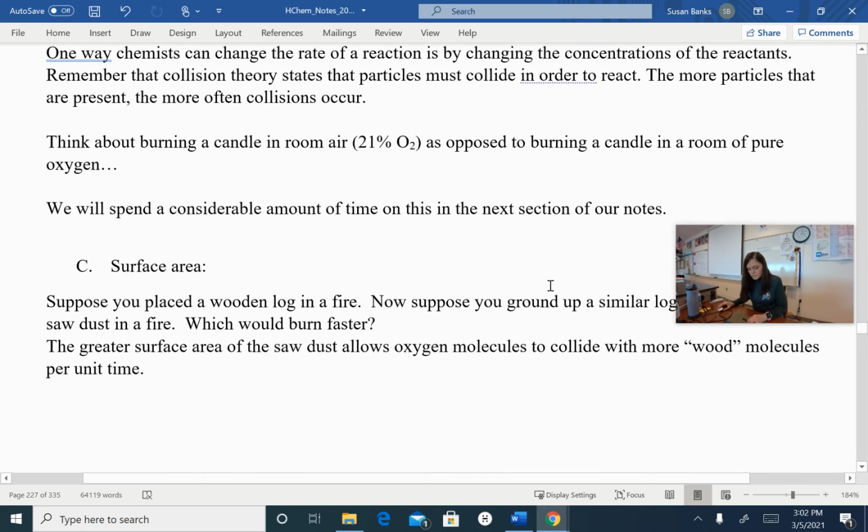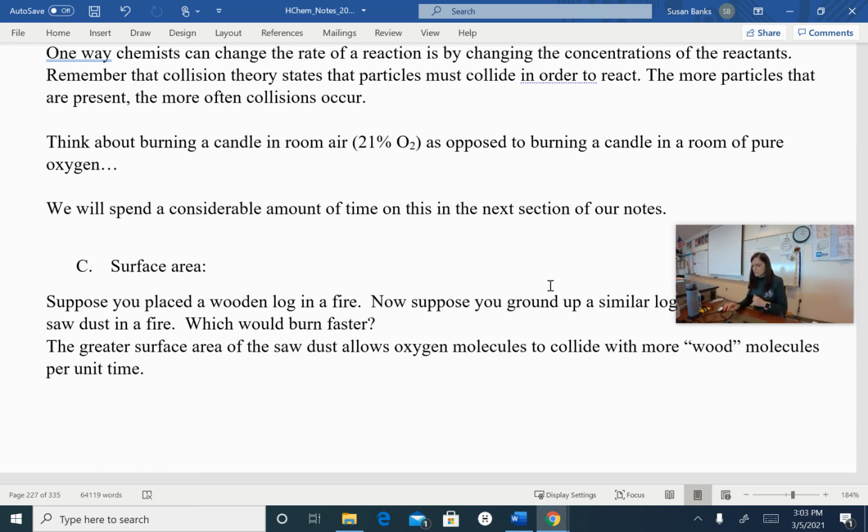Okay, so think about it this way. Think about a burning candle in a room of 21% oxygen, as opposed to burning a candle in a room of pure oxygen. So I upped the probability 5 times, making it pure oxygen instead of just 21%. 100% versus 21%, it's like a 5-time increase, okay? So we will spend a considerable amount of time with concentration and reaction rates and how that affects things in the next couple days in our notes.